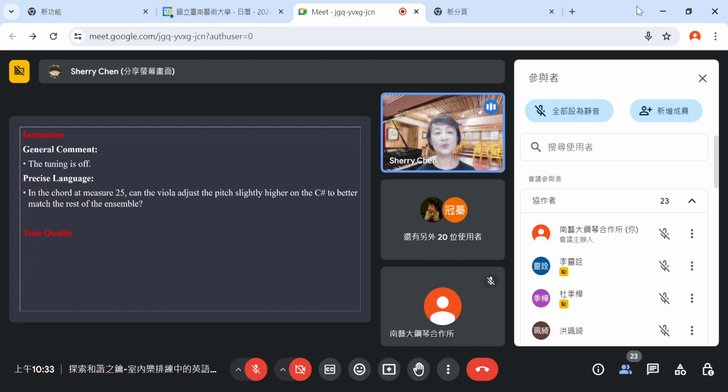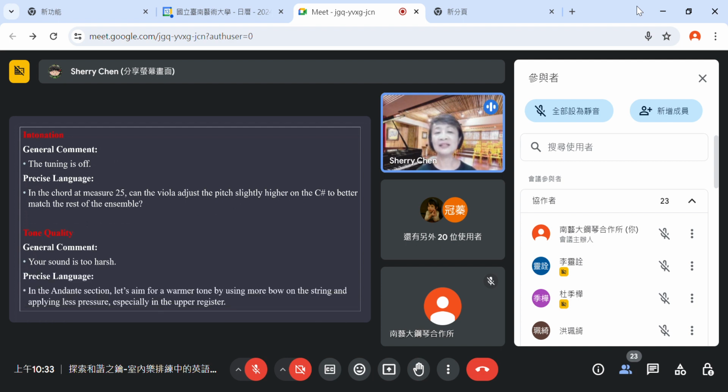Tone quality. The general comment may be, your sound is too harsh. 你听起来太刺耳了. Precise language would be, in the andante section, let's aim for a warmer tone by using more bow on the string and applying less pressure, especially in the upper register. So basically, you are giving suggestions about how to make a better tone quality. Using more bow and less pressure ensures the tone quality is better.